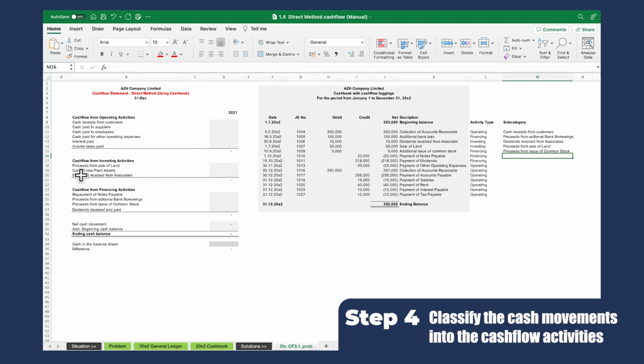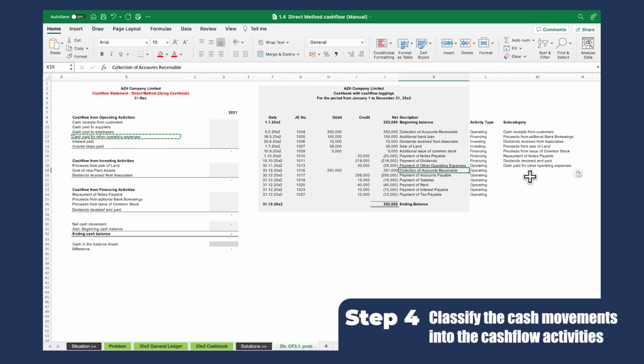Payment of notes payable is a financing activity, so repayment of notes payable. Payment of dividends is a financing activity, so we choose under the financing activity, dividends declared and paid. Payment of other operating expenses, cash paid. For the payment of other operating expenses, we can choose under the operating activities, this particular cash paid for other operating expenses.